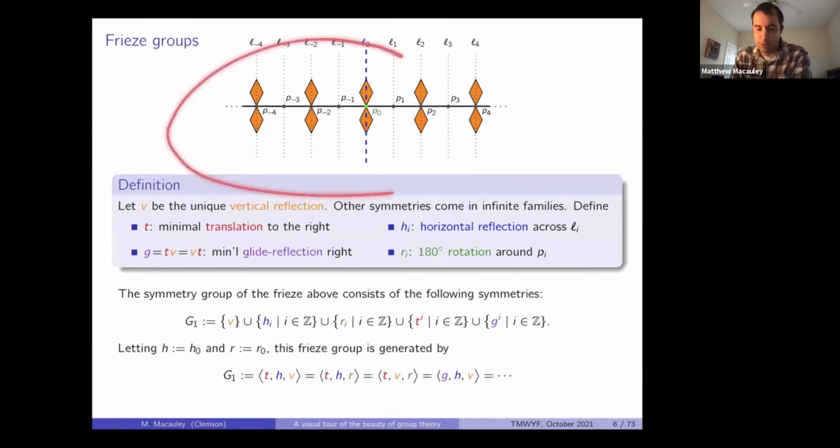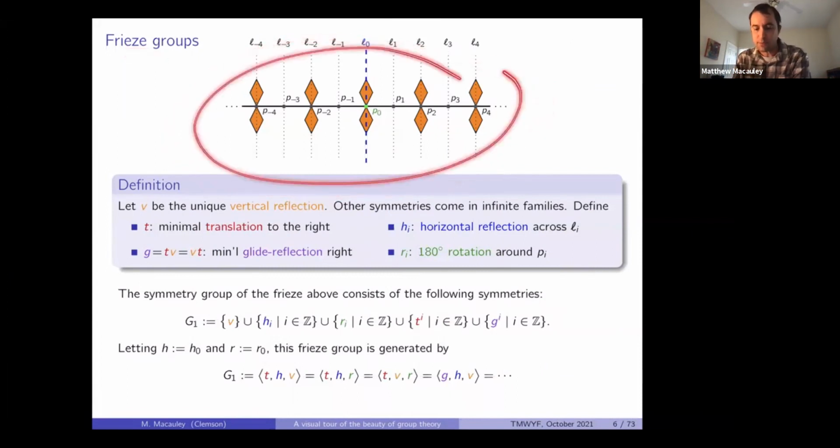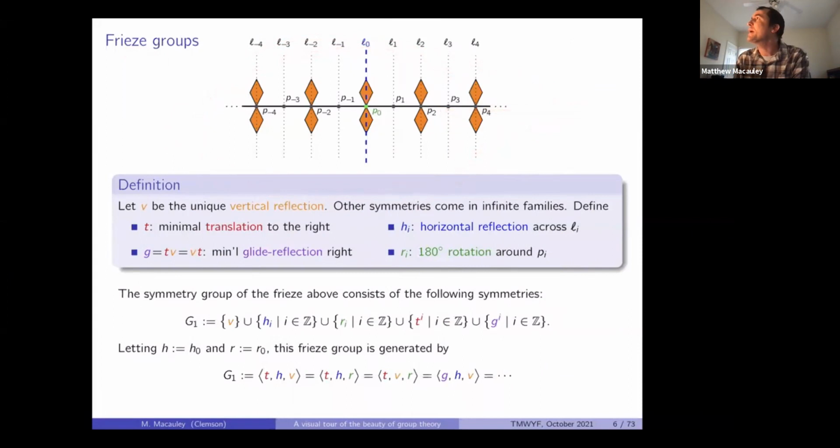Here's a good example that you normally don't see in an undergrad course, a frieze group. So a frieze is an object like this that has symmetries in one dimension. So this thing, you can translate as much as you want to the right. And you think about what the symmetries of this are. There's a single vertical reflection. There's also infinitely many translations to the right or left.